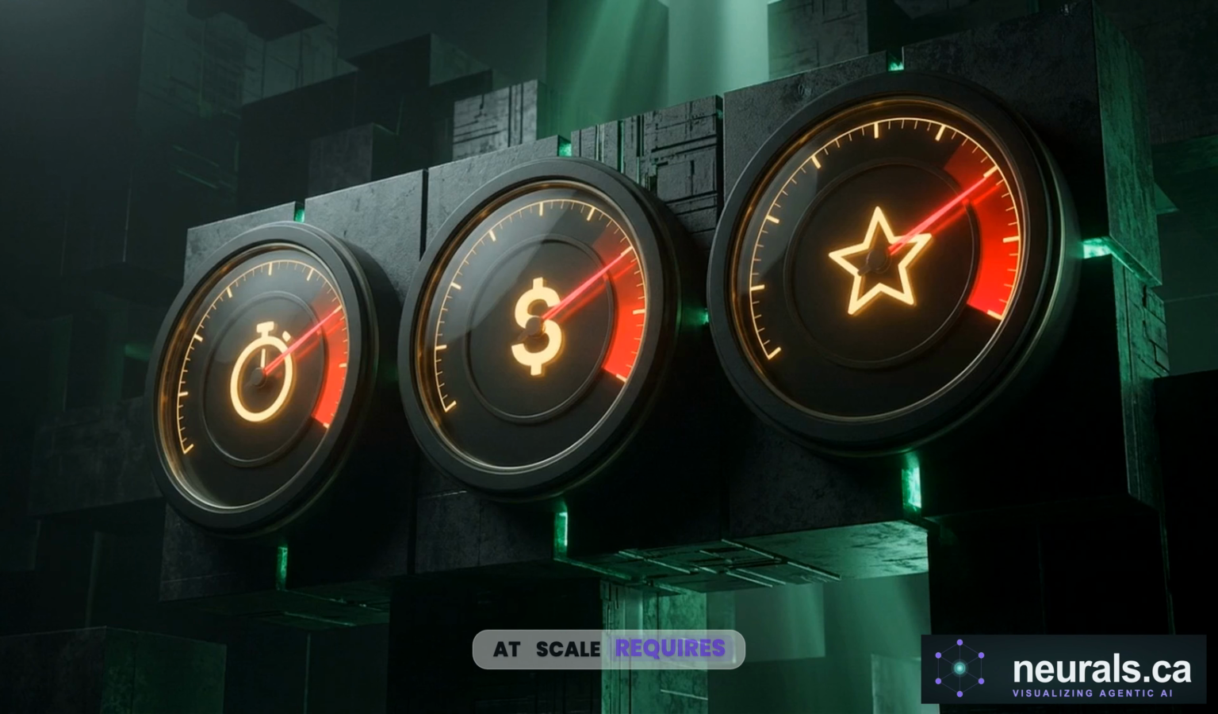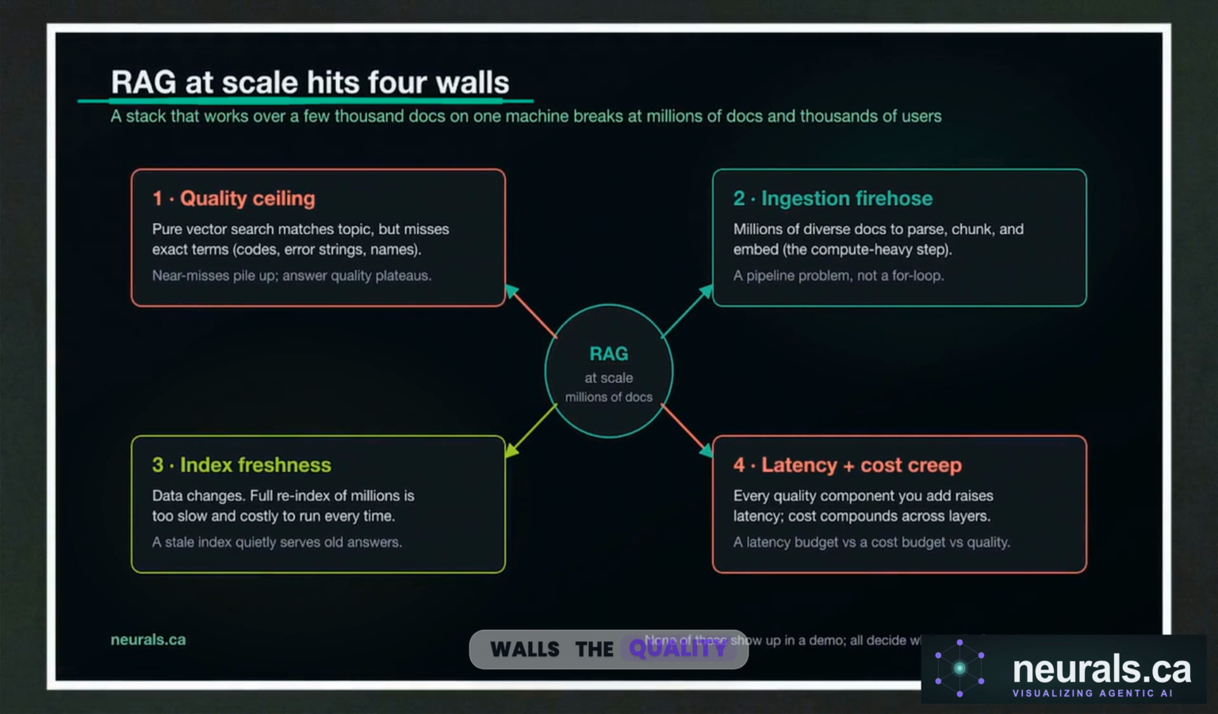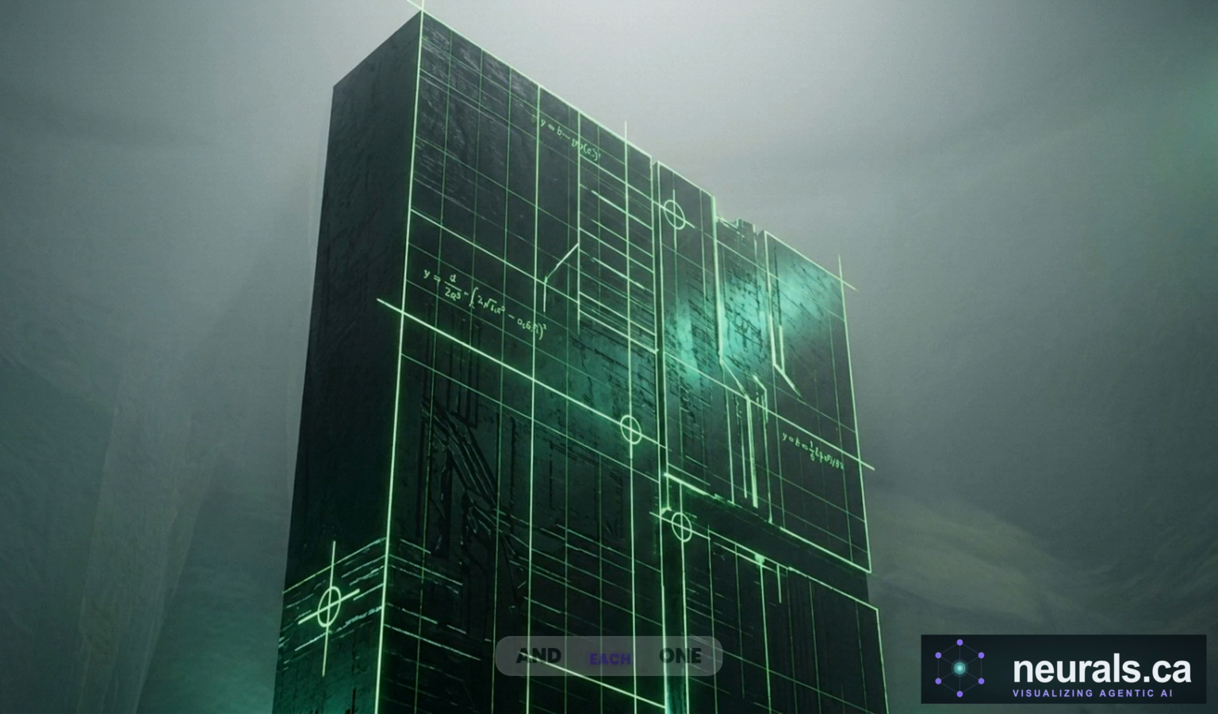Building at scale requires balancing a latency budget and a cost budget against a strict quality standard. When running a demo locally, data is perfectly clean, the search space tiny, and compute is free. But scale up, and the four walls, the quality ceiling, the ingestion firehose, stale data, and cost creep will break the architecture. These walls dictate whether a system survives in production. They are strictly engineering problems, and each one has a specific deterministic fix.